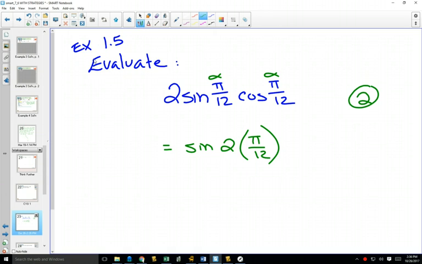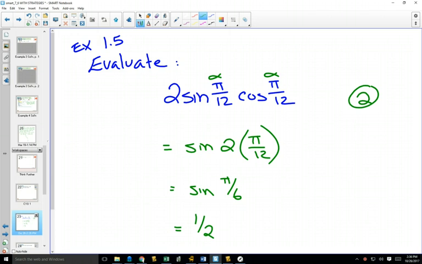And then when I have this, what does this reduce to if you simplify it? Sine of pi over 6, which is 1/2. Done. That's a lot better than doing the pi over 12 method, and a lot quicker.